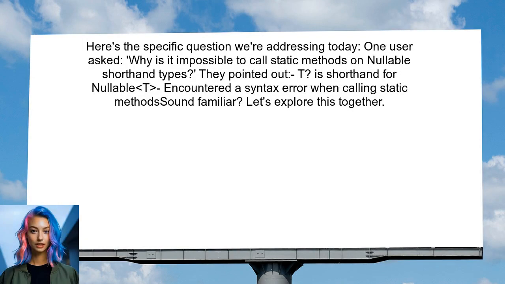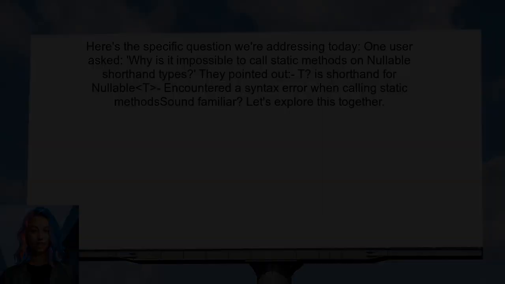Here's the specific question we're addressing today. One user asked, why is it impossible to call static methods on nullable shorthand types? They pointed out that while T? is a shorthand for Nullable<T>, they encountered a syntax error when trying to call static methods. Sound familiar? Let's explore this together.